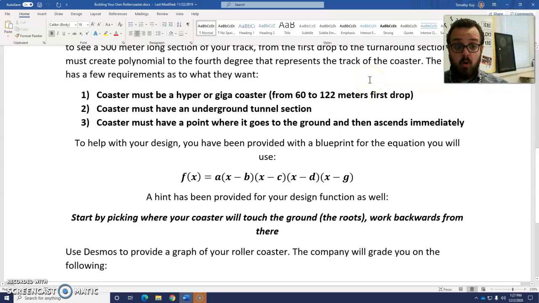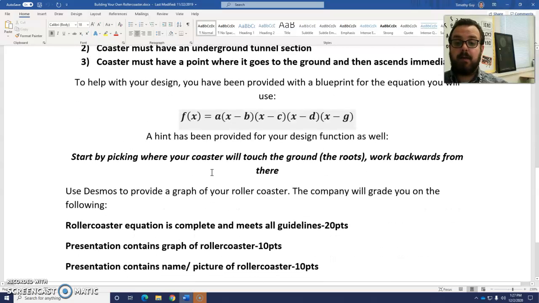Just to give you a little more of a hint, if you want a little more hint than that, the first drop is going to be basically your y-intercept. So when x equals 0, this is what y should equal. Maybe use that to your advantage to figure out what A would need to be to get the value that you want. Just a hint that's out there, might help you out with what you're doing, okay?